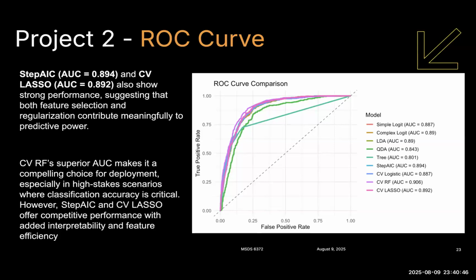Because both STEP AIC and cross-validation lasso offer competitive performance because they balance sensitivity and specificity. They were not looking at only accuracy. So we know that they added an extra layer of interpretability and feature efficiency. So we're going to be showing you that, like I said before, shortly, why we believe STEP AIC is the way to go.